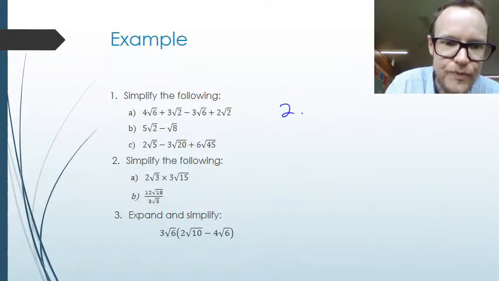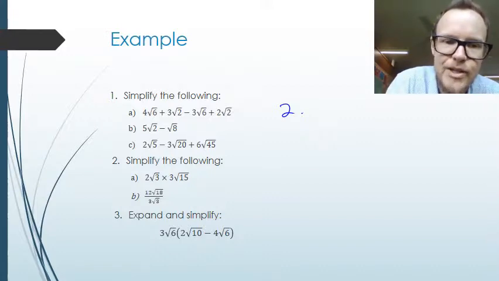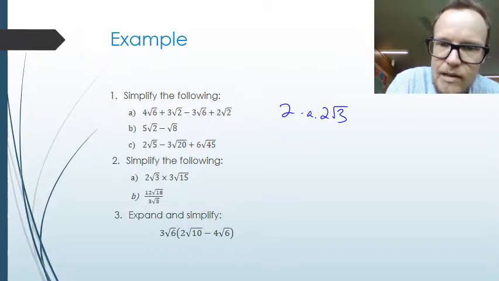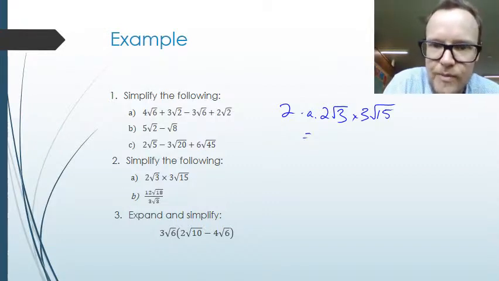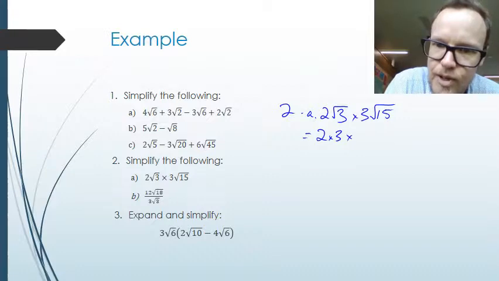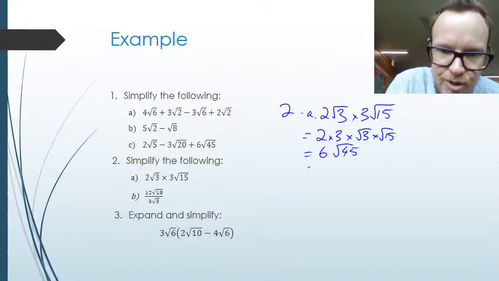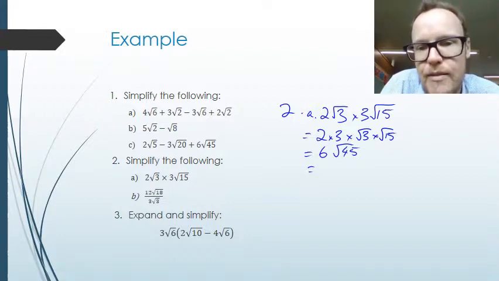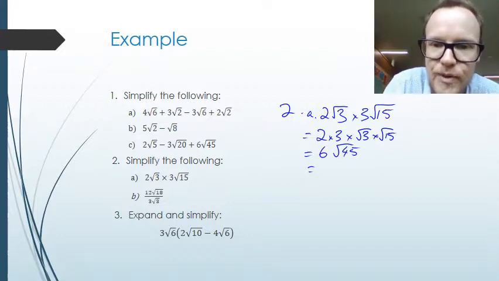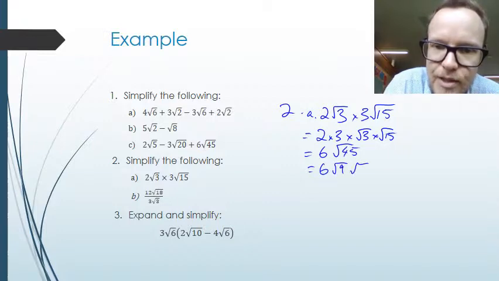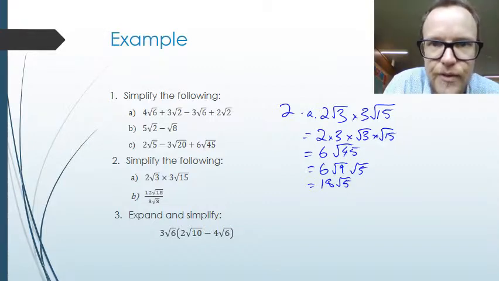For question 2, we're asked to simplify some multiplications and divisions. So for A, we've got 2 root 3 times 3 root 15. So we can do 2 times 3 times root 3 times root 15. Here we get 6 root 45. Now that's not simplified yet, because we can simplify square root of 45, because that's 9 times 5. So we get square root of 9 times square root of 5, which is 18 root 5 there for A.